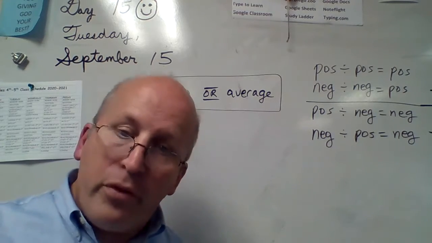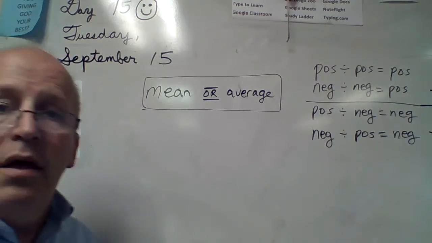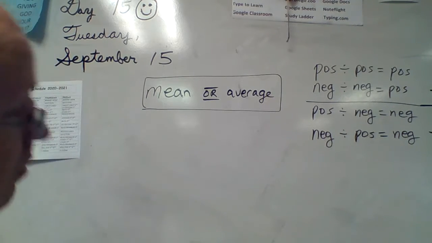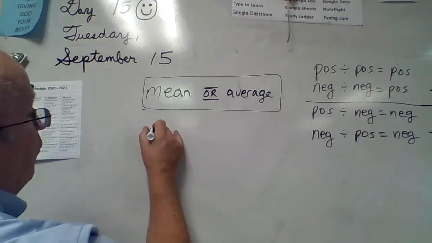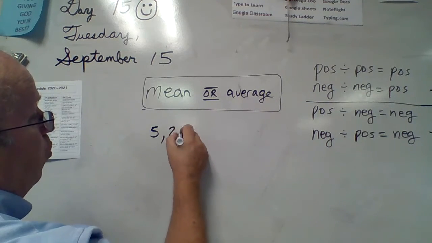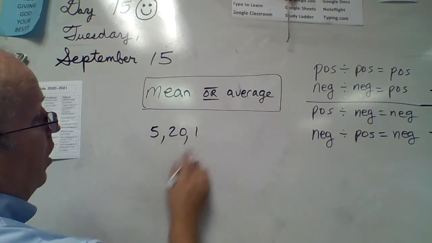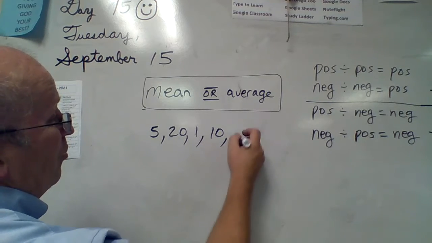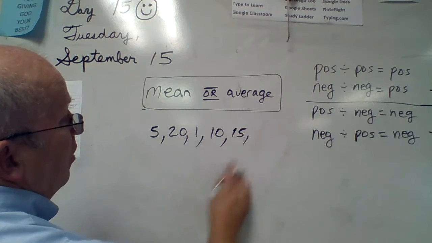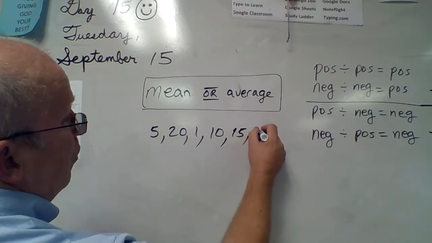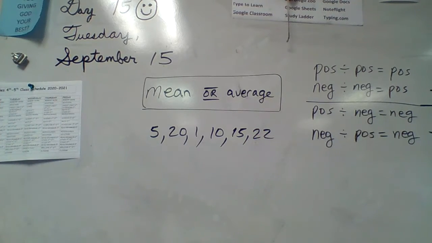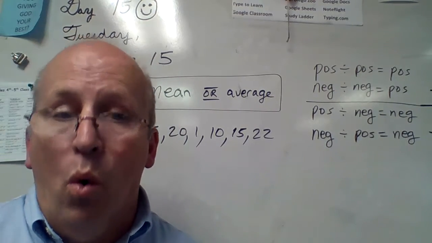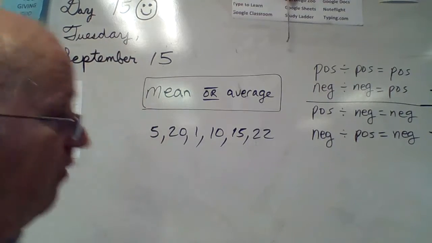Mackenzie had a birthday, and on this birthday, a bunch of people gave her gifts of money. Congratulations, happy birthday. One person gave her $5. Another person gave her $20. Another person gave her $1. Another person gave her $10. Another person gave her $15. And the final person gave her $22. What is the mean amount of money that people gave Mackenzie, or the average amount that people gave Mackenzie?